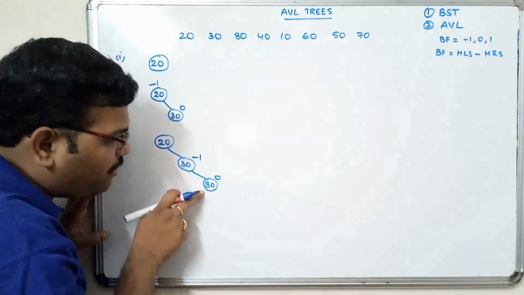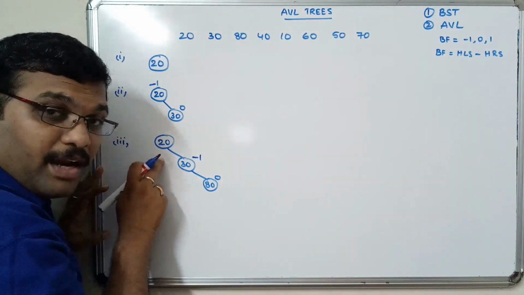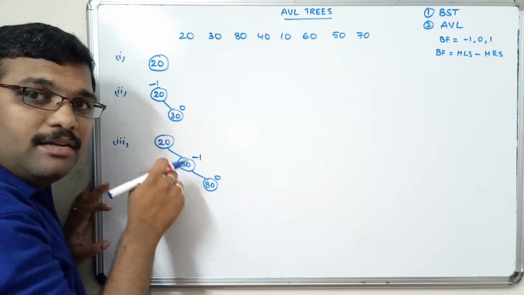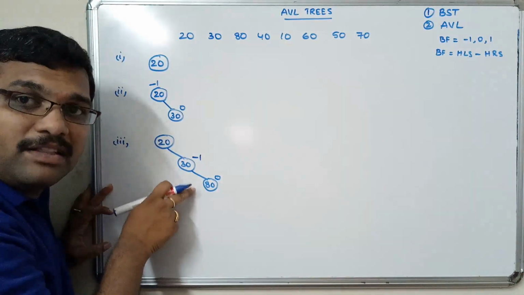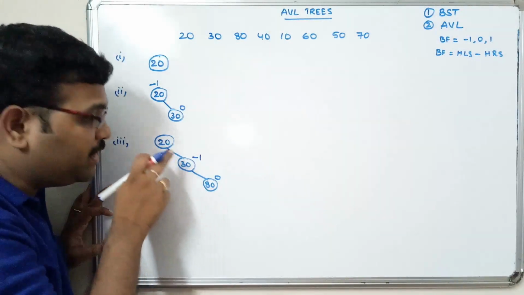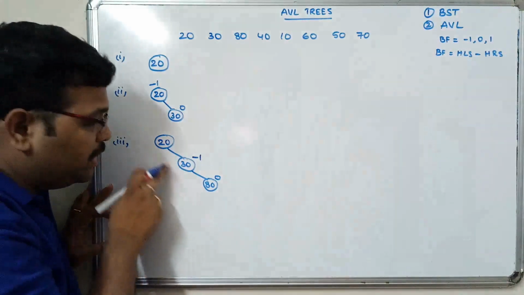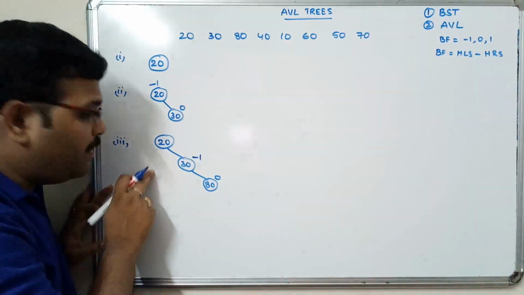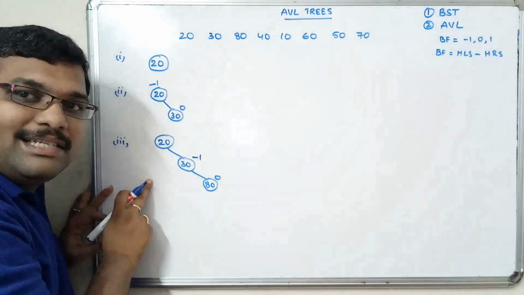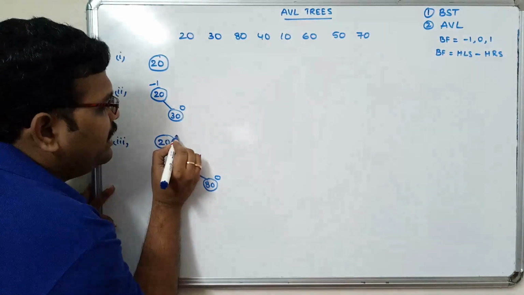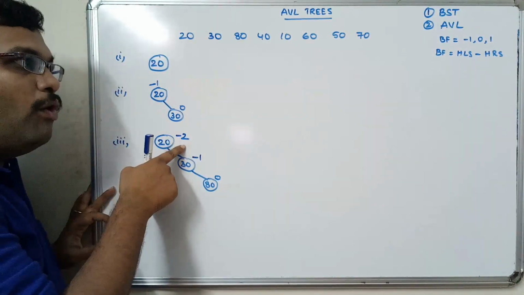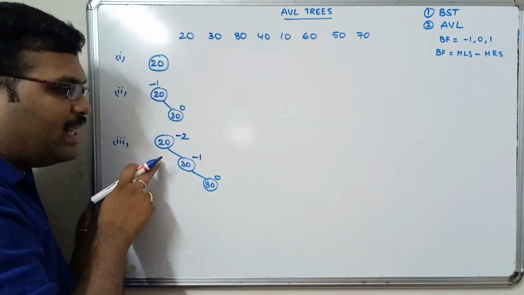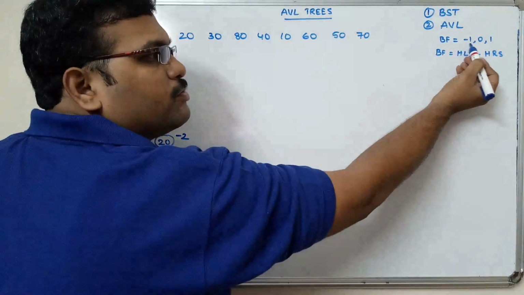elements. What is the height of this node? The height of the right subtree is 2, right? Height means the longest path from that node to a leaf node. So here the height of the right side is 2, and the left side height is 0. So 0 minus 2 is minus 2, which violates the AVL property, because for every node the balancing factor should be either minus 1, 0, or 1.